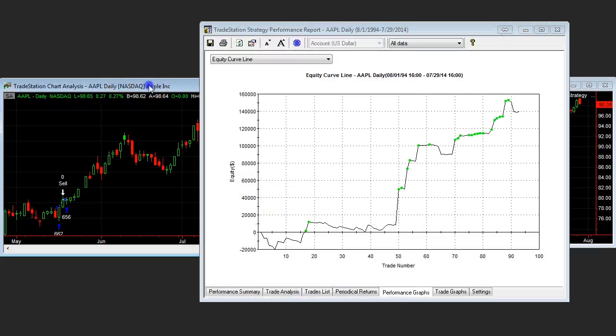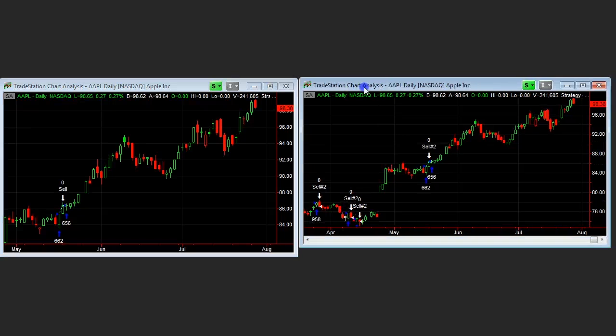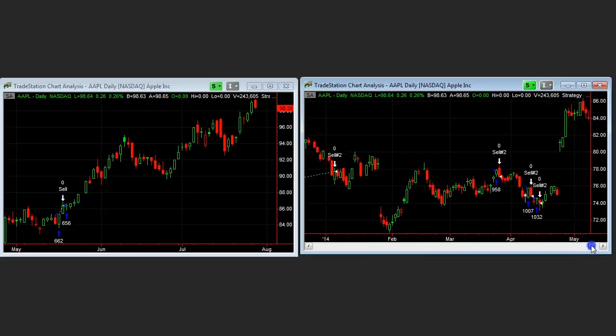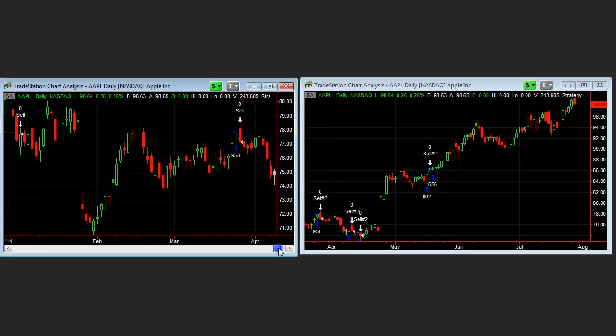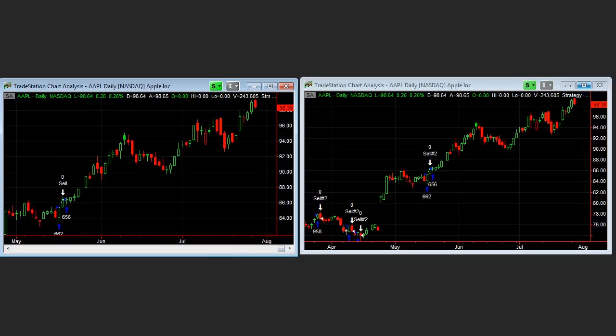So we have Apple here. On the left is the strategy with the filter, and on the right is the strategy applied without the filter. We can see that it's a trend-oriented strategy. It's not always in. It's looking for trades in the direction of the trend, where it's going up, so it's in the position. If it thinks it's going down, then it gets out. If it starts going back up, it gets in again. These are the types of positions this strategy is looking for.